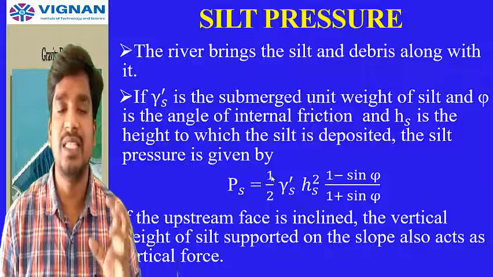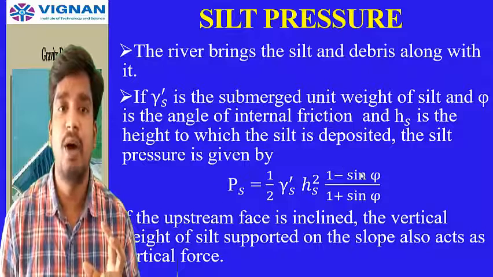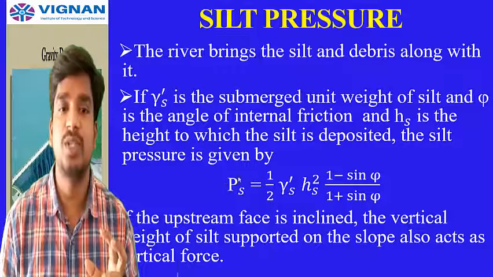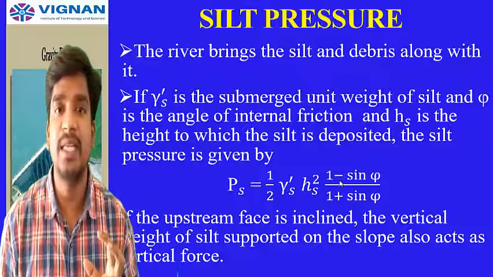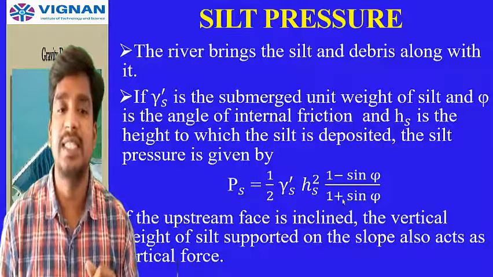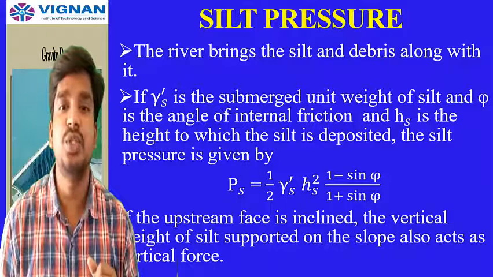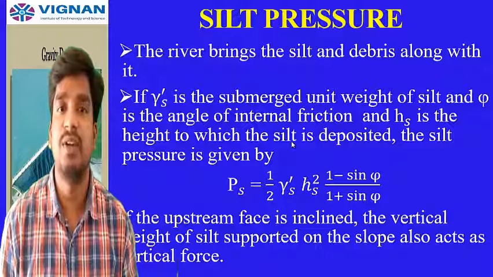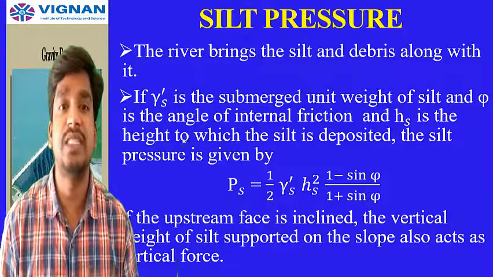So that pressure, whatever the deposited silt is creating, is calculated by the formula given here. PS, silt pressure, is equal to 1 by 2 into gamma S dash into HS square into 1 minus sine phi divided by 1 plus sine phi. Here gamma S dash is the submerged unit weight of the silt, phi is the angle of friction, and HS is the height to which the silt is deposited.